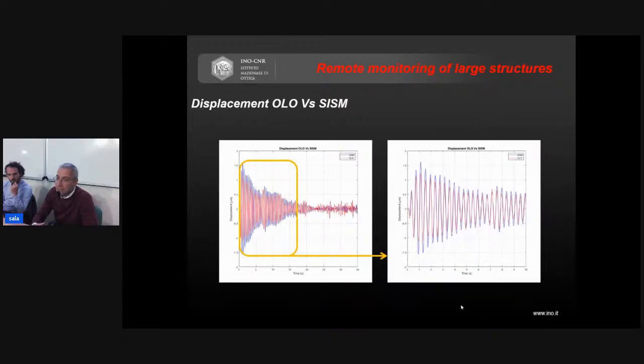Here you can see in detail that when the displacement of the structure is over 0.1 micrometers, the agreement between holographic and seismometric data is really, really good.